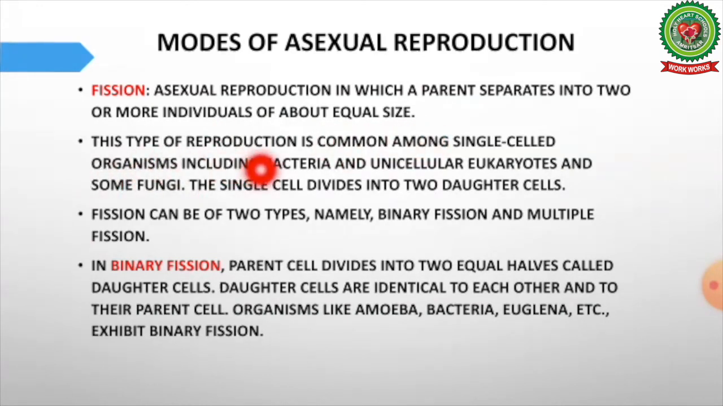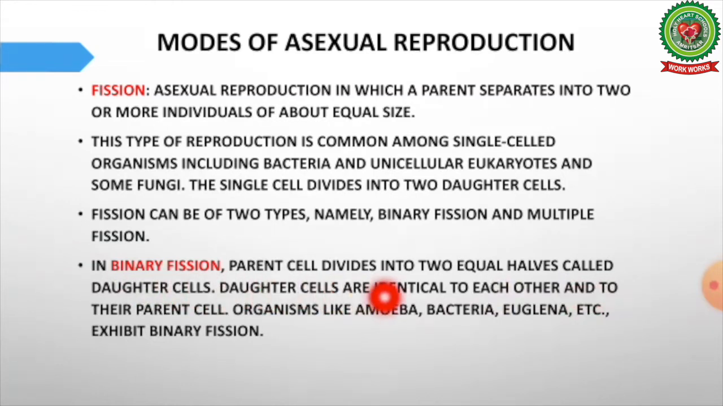This type of reproduction is common among single-celled organisms, including bacteria, unicellular eukaryotes and some fungi. The single cell divides into two daughter cells. Fission can be of two types, namely binary fission and multiple fission. In binary fission, parent cells divide into two equal halves called the daughter cells. Daughter cells are identical to each other and to their parent cell.